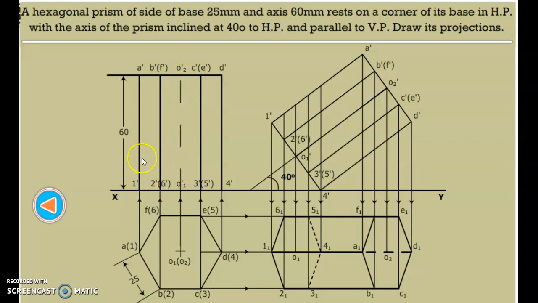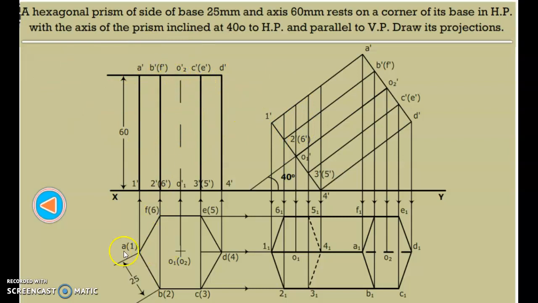From the axis complete all the points. So this is the axis height. So from 1 dash draw 60 mm, from 2 dash and 6 dash draw a 60 mm line, from 3 dash and 5 dash draw a 60 mm line, from 4 dash draw a 60 mm line. Complete the prism. Okay, so this point will be the base point we have marked using numbers. So the top point will be alphabets.